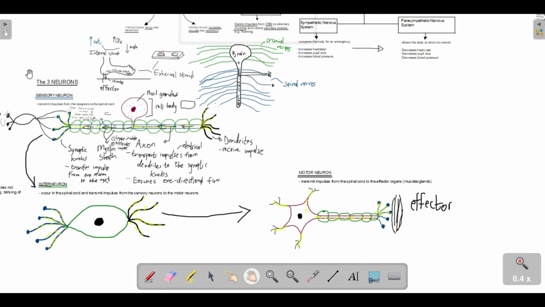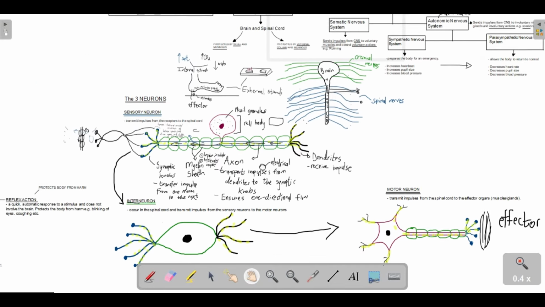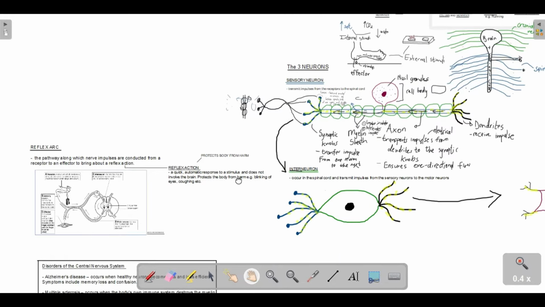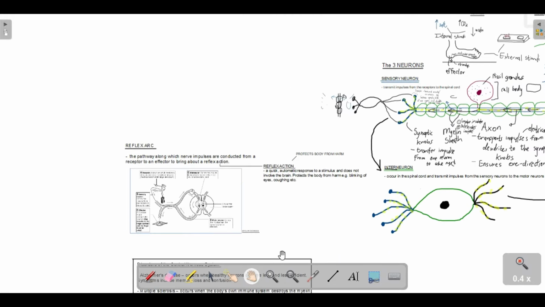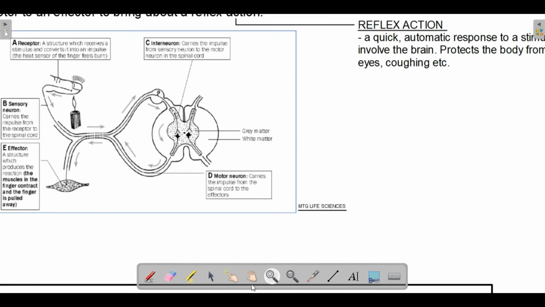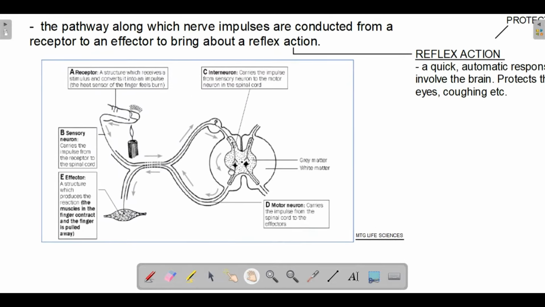Now all of this happens over a very short period of time, such that whenever you step on something, you immediately react. So now we take a look at the path of the nerve impulse. Remember, the nerve impulse moved from the receptor all the way to the effector.